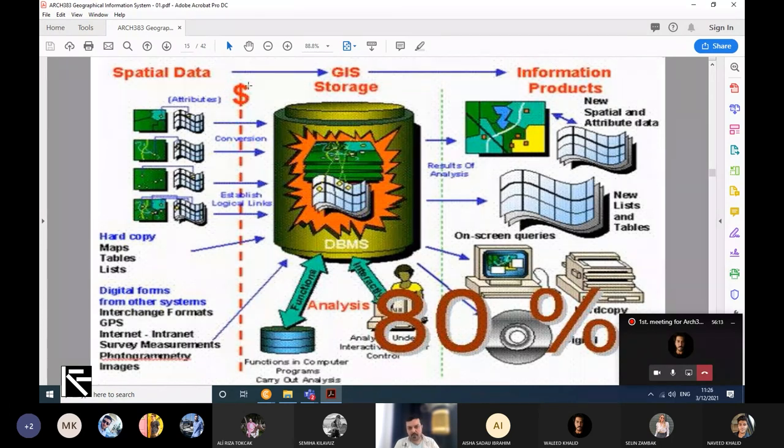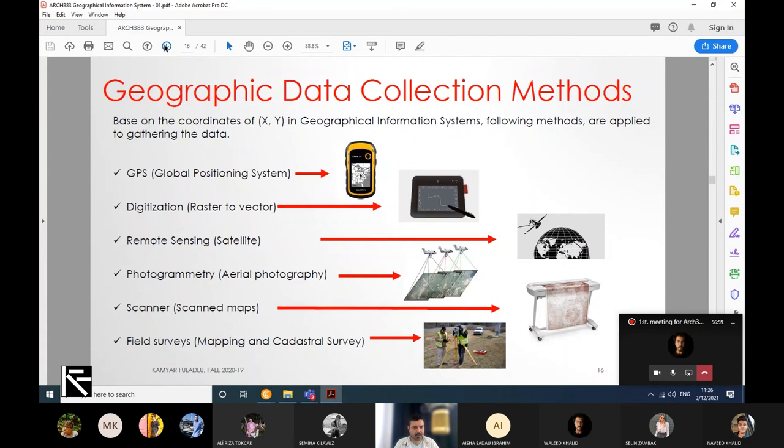Therefore, the data, this first part, it's expensive, and also, let's say, has an 80% weight of the process. It's very important. The rest, the 20%, is the processing, analyzing, and programming. You start to analyze, you start to get some synthesis from the data that you have, and the output could be screen queries, it could be a map, it could be some sheet, it could be some table, hard copy or soft copy. This is about this diagram.